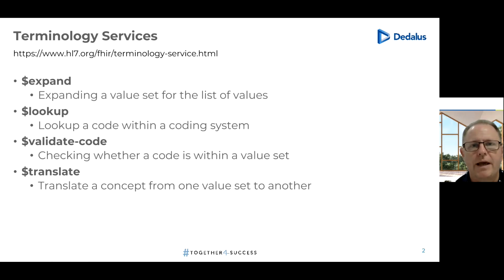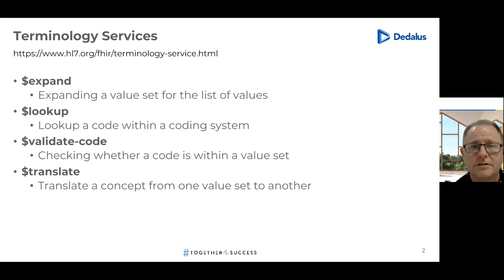So the first one is expand. We can ask for an expanded list of codes within a value set, and we can do further filtering on that data to get the information that we need directly from the FHIR server or terminology server.